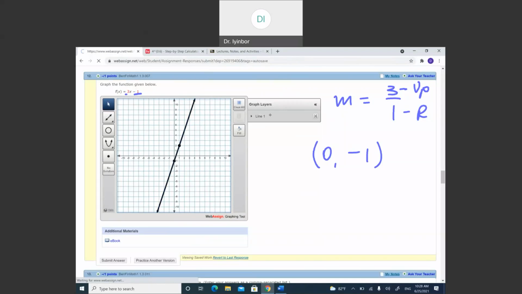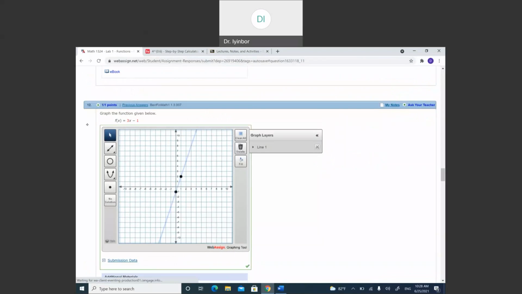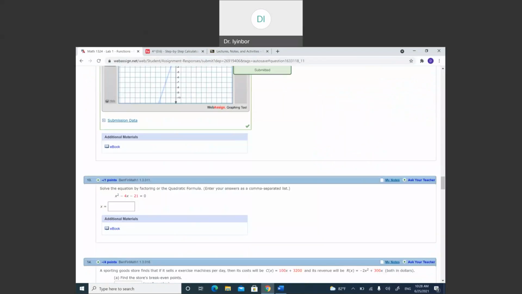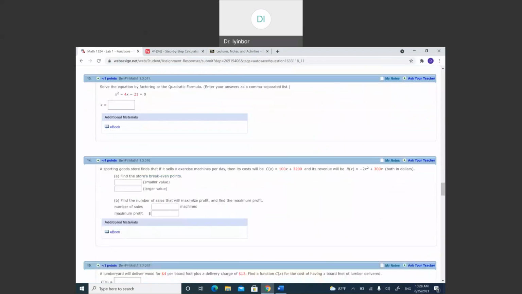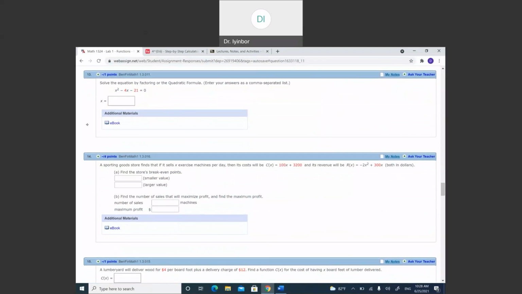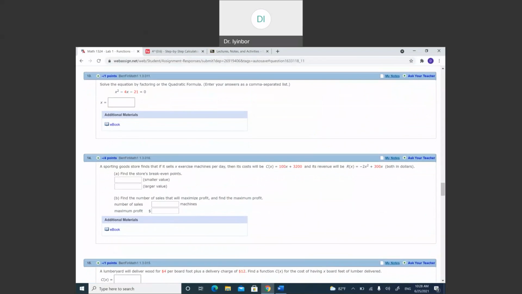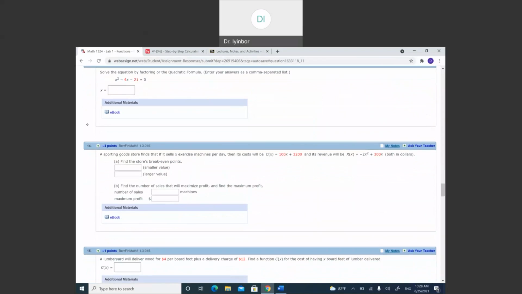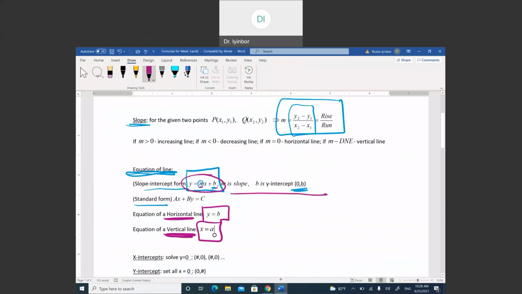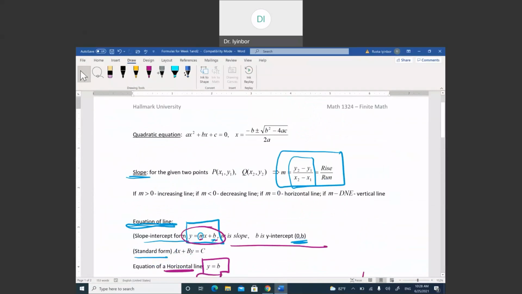And I'm just going to check the answer. So this is just a question we already did. That was good. Okay, then you're going to go to the next one where it says solve the equation by factoring or quadratic formula. Doesn't matter how you solve it. Let's use the quadratic formula here. So solving with quadratic formula, let's see if I have the quadratic formula here. It's right here, at the top. So this is the quadratic formula: -b plus minus square root of b squared minus 4ac, everything over 2a.